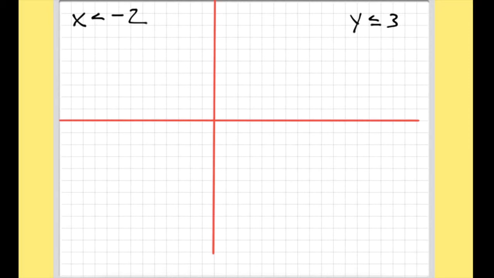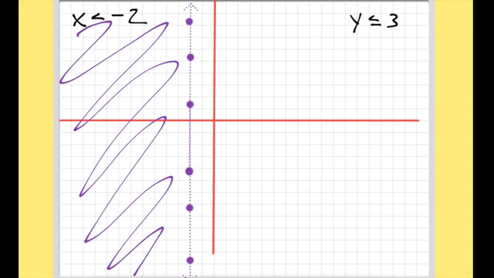Alright, for x is less than -2, we know that we have a vertical line at -2, and since it's less than and not less than or equal to, I want to use a dotted line because I can't include the line as part of my solution. Now the x values that are less than -2 are over here to the left. That's our solution area for x is less than -2.